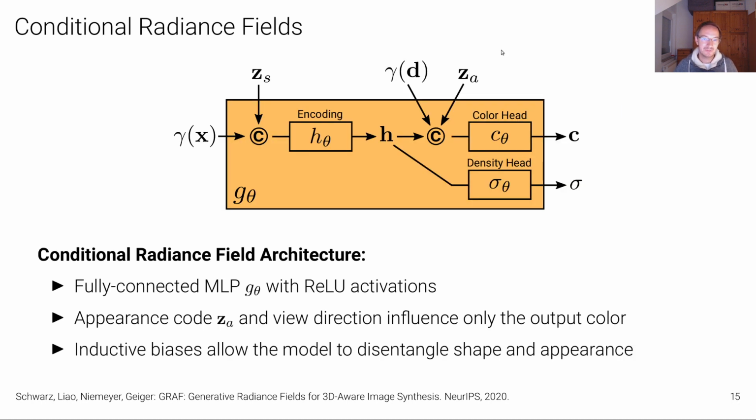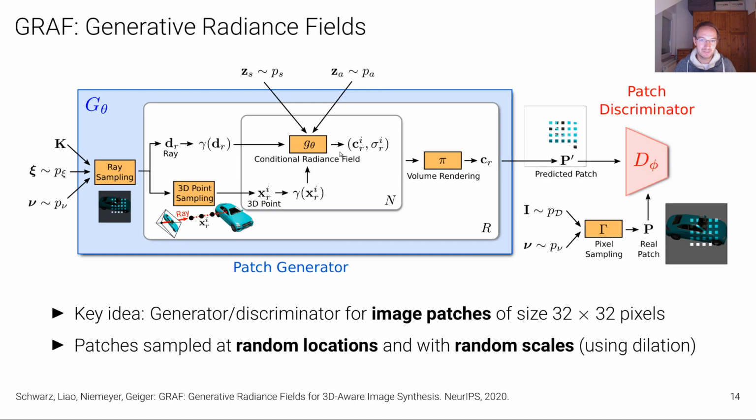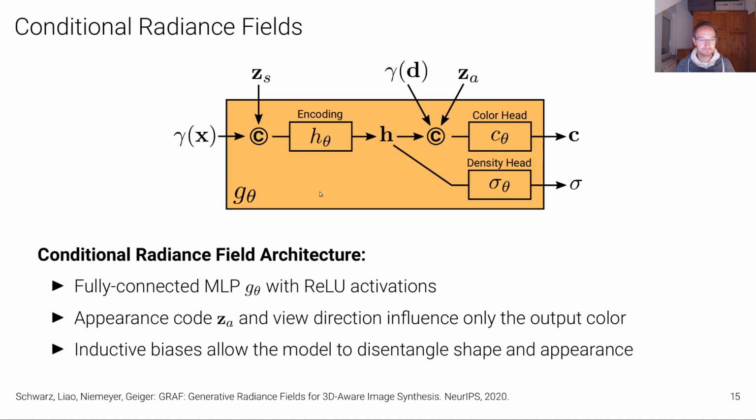Let's have a more detailed look at the architecture of the conditional radiance field. This is this orange box here. Similar to NeRF, we use a fully connected MLP G theta with ReLU activations. And what we do is we inject the appearance code CA as well as the view direction information later into the model, such that they only influence the color value and not the density. And the advantage of this is that it introduces an inductive bias which allows the model to automatically disentangle shape and appearance.